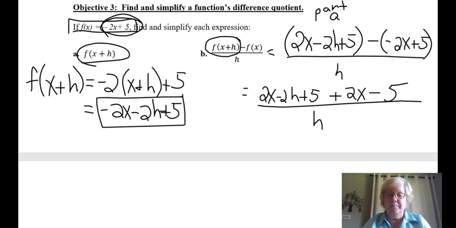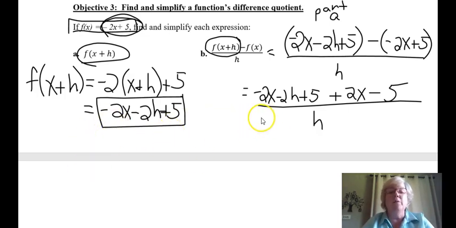I notice that I copied something wrong. Notice here I should have a negative 2x. That should be a negative. I just copied that wrong. Even your teacher can make a mistake. Be careful on those pluses and minuses.